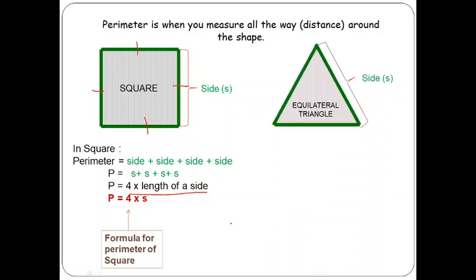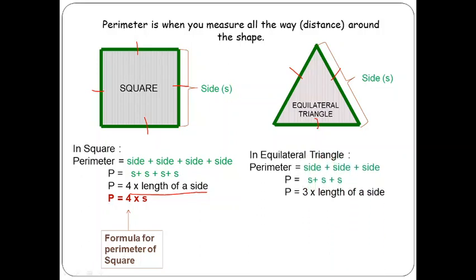The second shape we will discuss is the equilateral triangle. We know that in an equilateral triangle we have 3 equal sides. The identical marks show that the length of all the 3 sides is equal. So how will we find the perimeter of an equilateral triangle by using the formula? How many sides do we have? 3. And all the 3 sides have equal length, so 3 times the length of a side. This is the formula for finding the perimeter of an equilateral triangle.